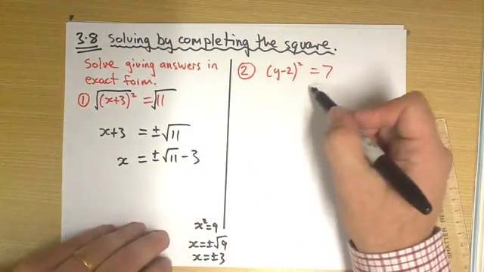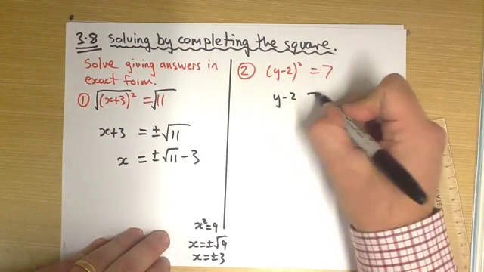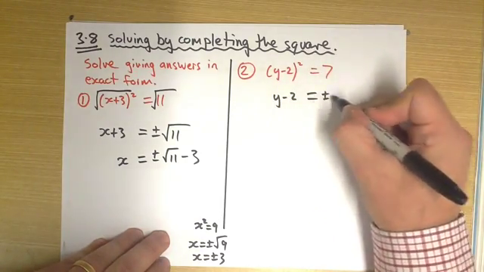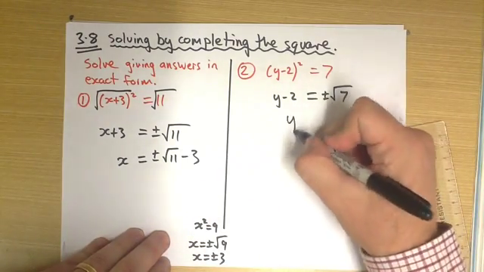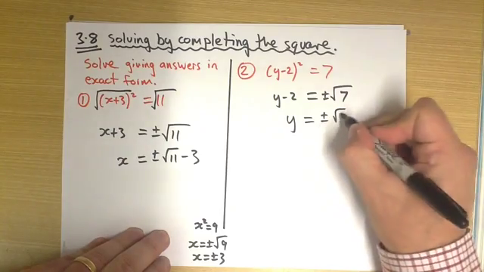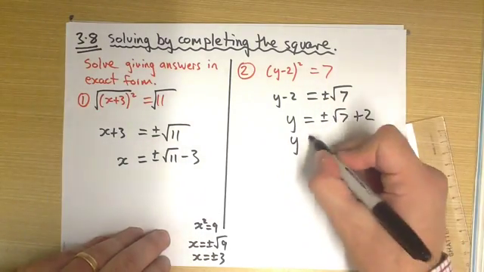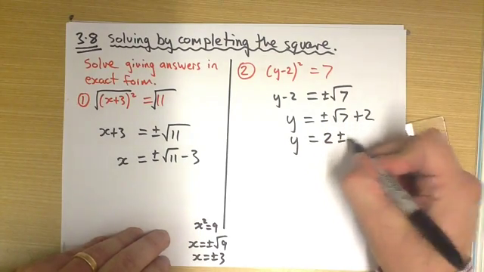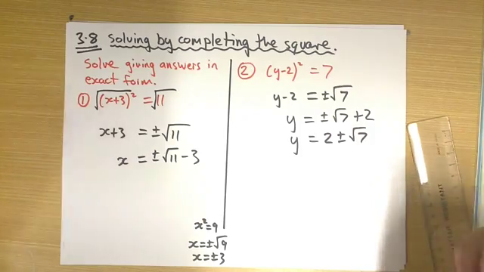Let's have a look at the next one. Same idea. We square root both sides, so we get y minus 2 equals plus or minus root 7. So we get y equals plus or minus root 7 plus 2. Now the convention is to lead with the positive integer, so 2 plus or minus root 7. And that's in exact form.